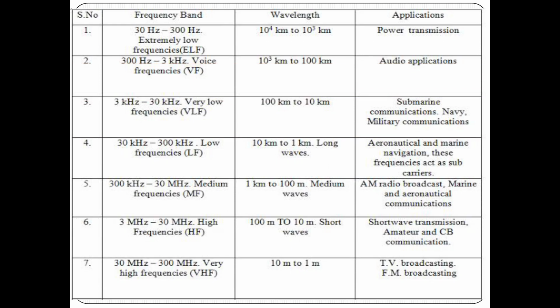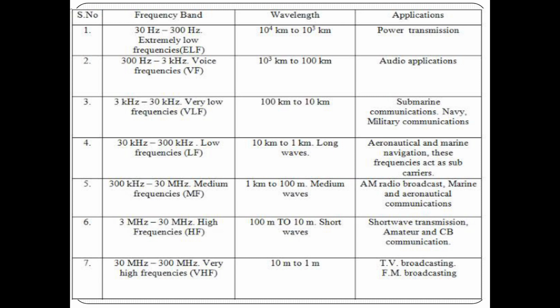The most commonly used frequency bands, with the corresponding wavelength and application, are as follows. 30 to 300 Hz, wavelength 10 power 4 kilometer to 10 cube kilometer, mainly used for power transmission. 300 Hz to 3 kilohertz, voice frequency, wavelength from 10 cube kilometer to 100 kilometer, for audio application. Frequency band from 3 kHz to 30 kHz, very low frequency, with wavelength ranging from 100 km to 10 km, used for submarine communication, navy and military communication.